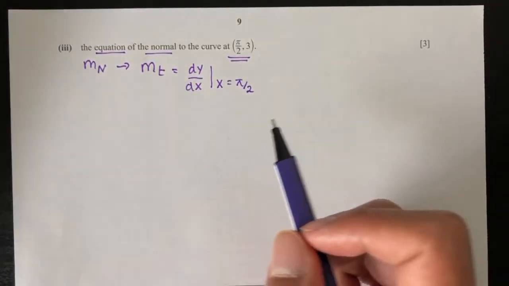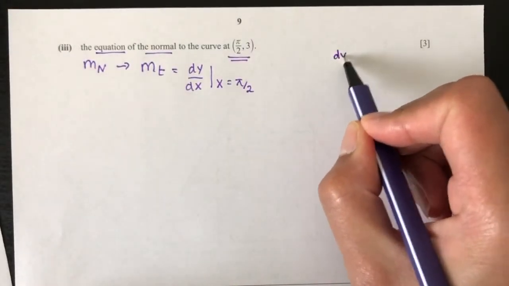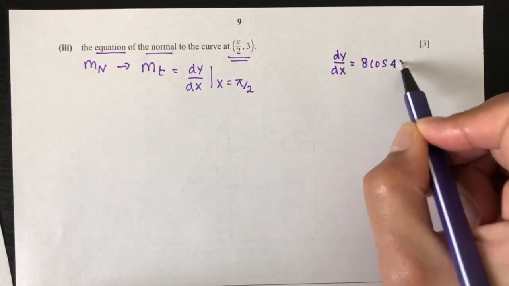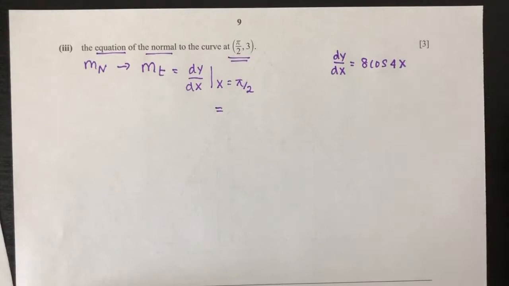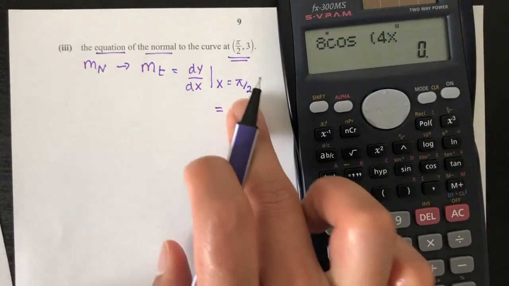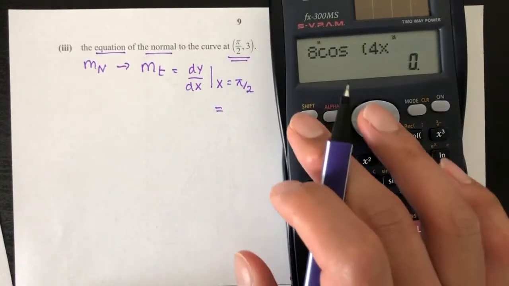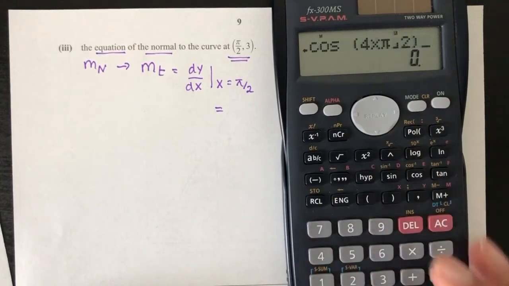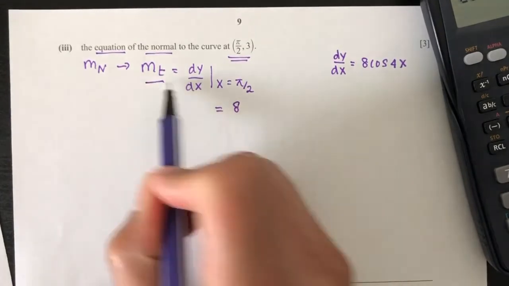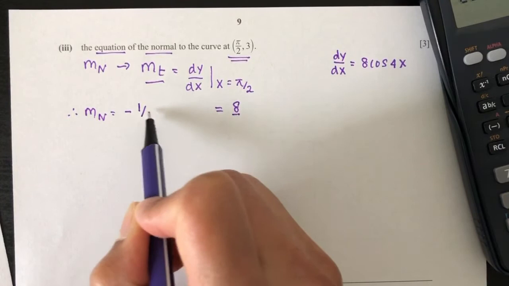So let's replace this back in your equation. This is your dy by dx. We know that dy by dx is equal to 8 cos 4x. Now replace x here: you will have 8 cos 4 times pi by 2. You can work in radians if you want to. That should give you 8. Now the gradient of the tangent is 8, which means the gradient of the normal will be minus 1 over 8.